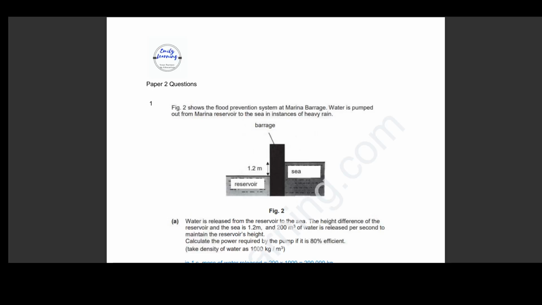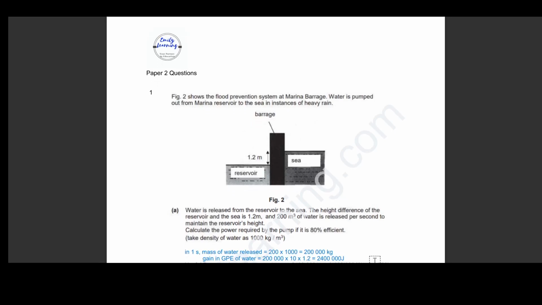All right, let's take a look at question 1. So in question 1, we are given figure 2. This figure 2 shows the flood prevention system at the Marina Barrage, where water is being pumped out from the Marina Reservoir to the sea in instances of heavy rain. So the water is raised from the reservoir to the sea.